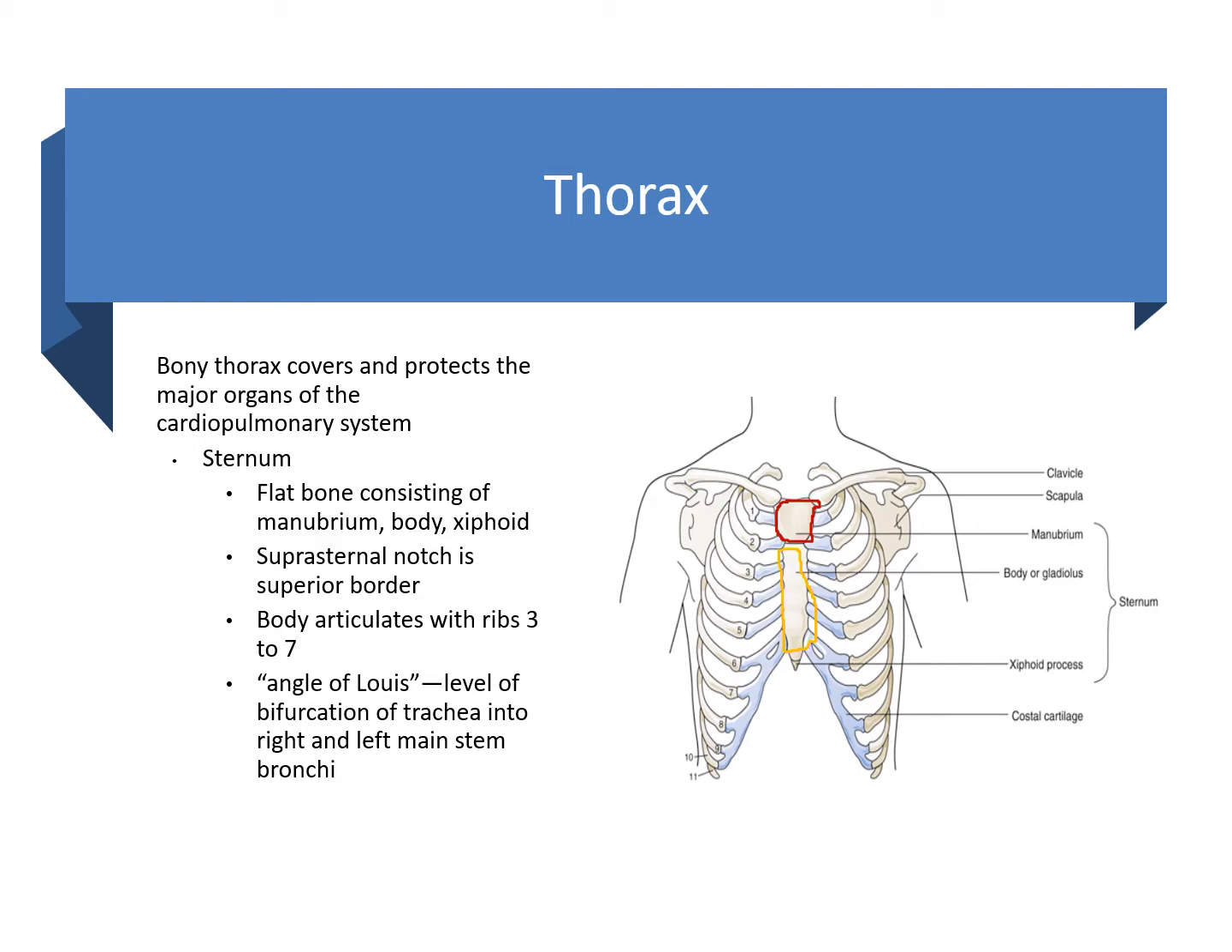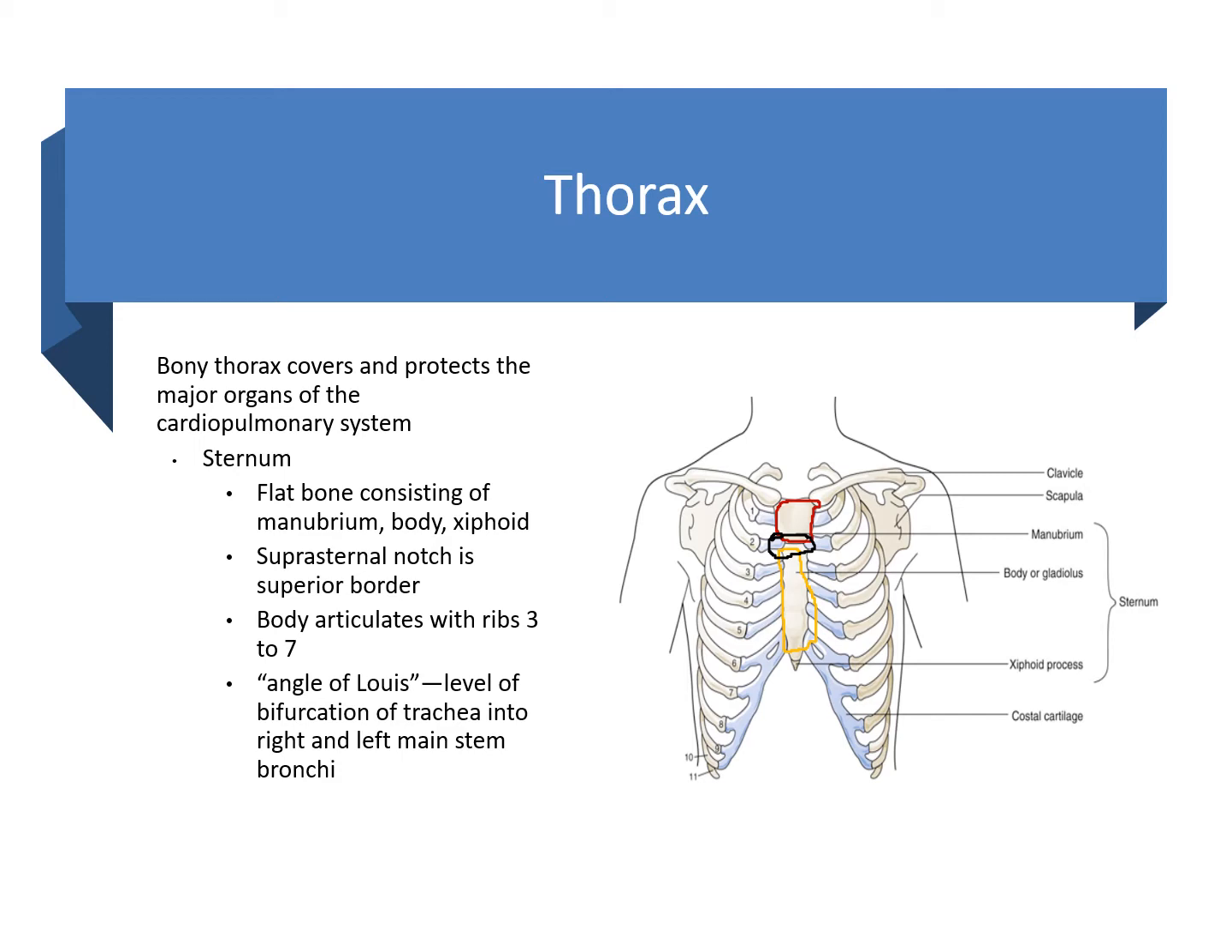The body of the sternum articulates laterally with ribs number 3 to number 7. I do want you to pay attention to what is known as the sternal angle, also called the angle of Louis. So the angle of Louis is the anterior angle that's formed by the junction of the manubrium and the body of the sternum. So I'm going to circle that area in black right now. This is the angle of Louis right here at the junction of the manubrium and the sternum.